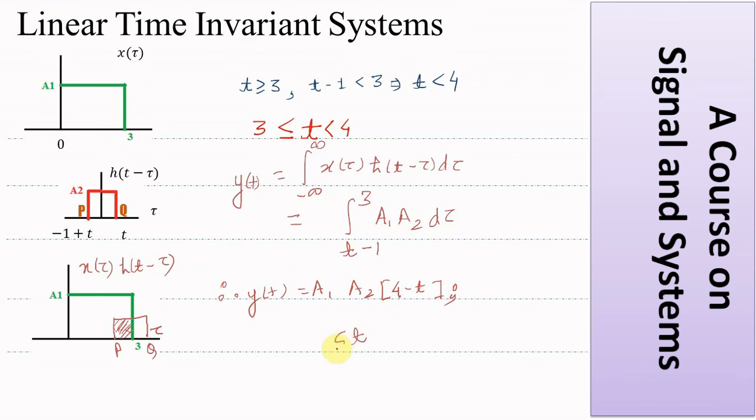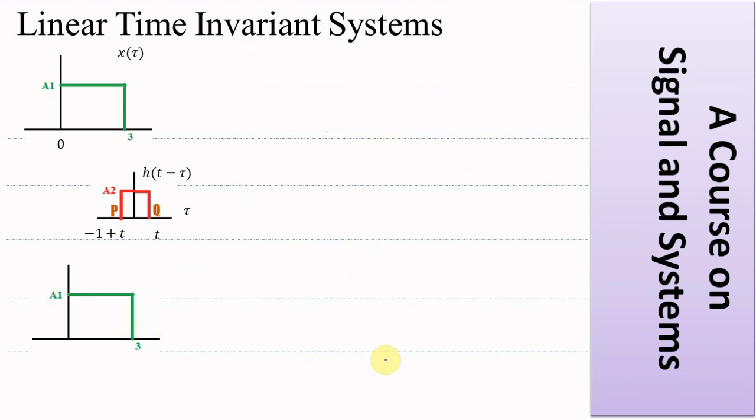when t is in between 3 to 4, right? When t is in between 3 to 4, this is my overlapping. This is my convolution.